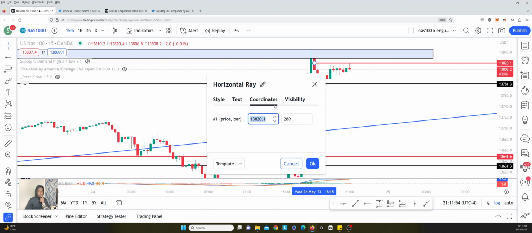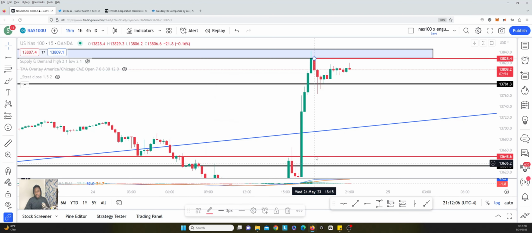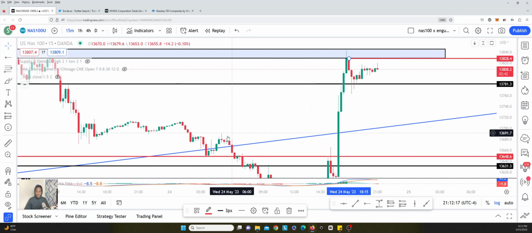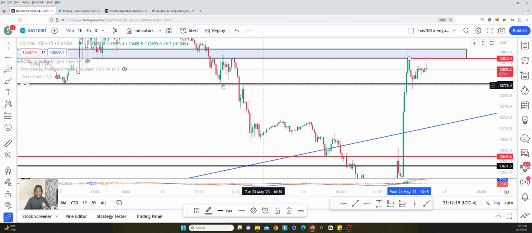Yes, the 615 candle to the downside at 13,828.4. So I took it from the downside here. I had this zone as my stop loss, and then I wanted to take it down to this level, as it seemed to be a previous level of price reaction, honestly.